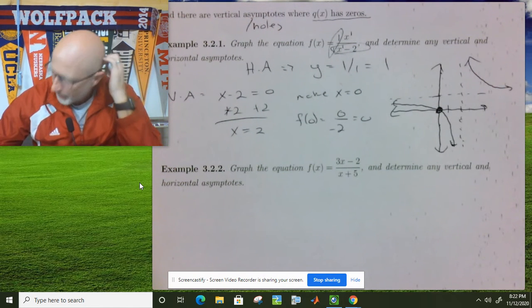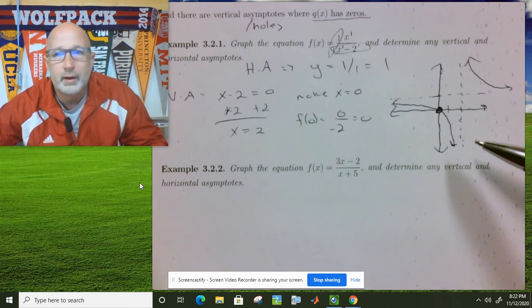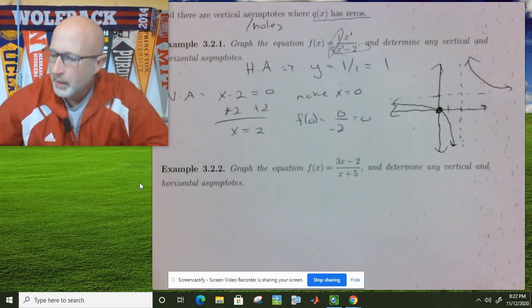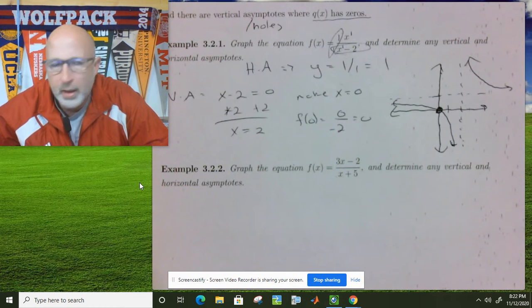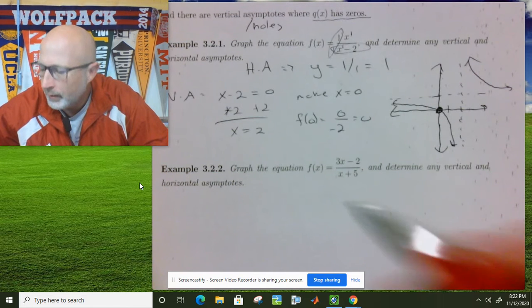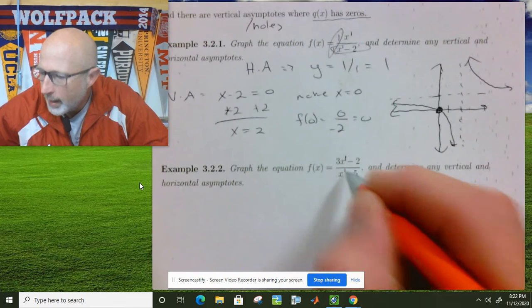Okay. It's important to point out that these dotted lines are not part of the graph. They're just there to help us create the graph. Okay, so right here, graph this equation and determine the vertical and horizontal asymptotes. Once again, the very first thing we do is determine what the degrees are going to be. So this is a power of 1. That is a power of 1.